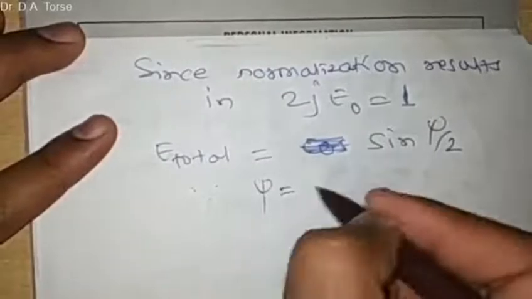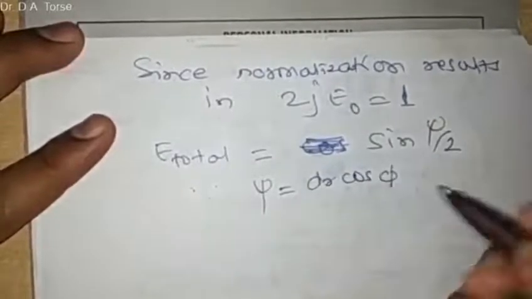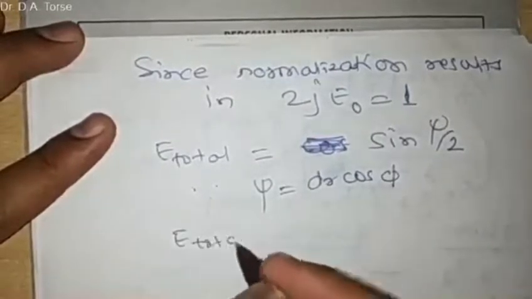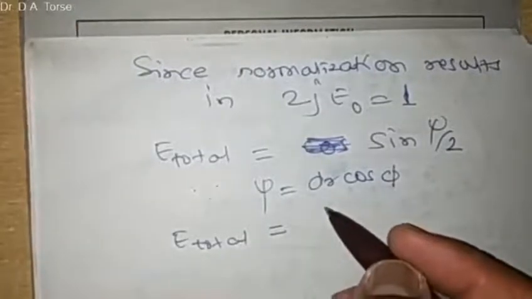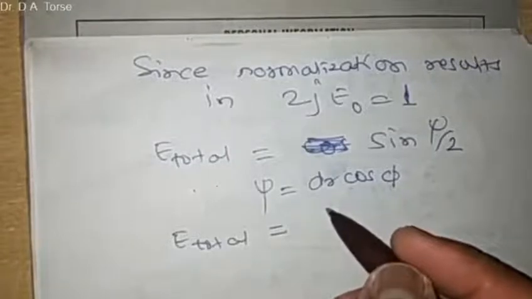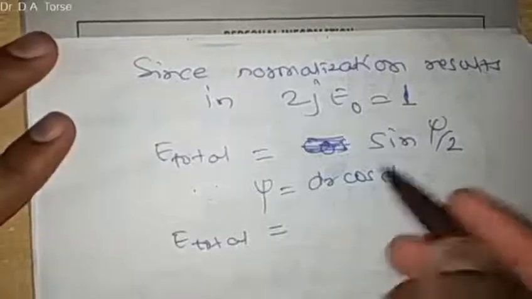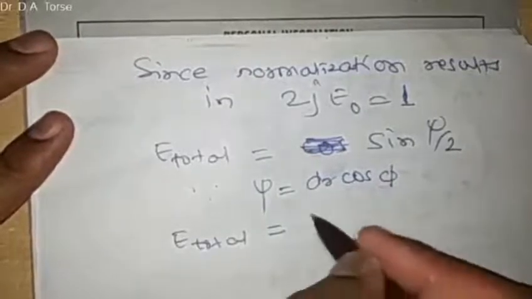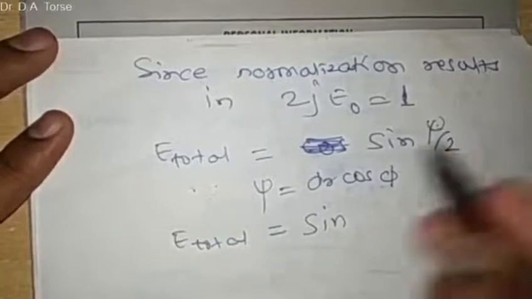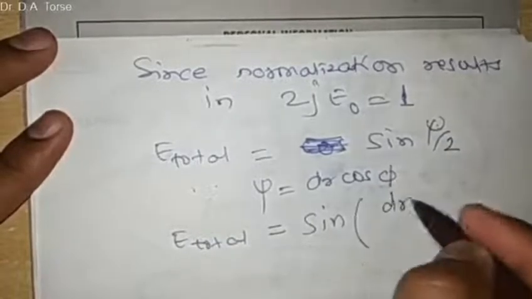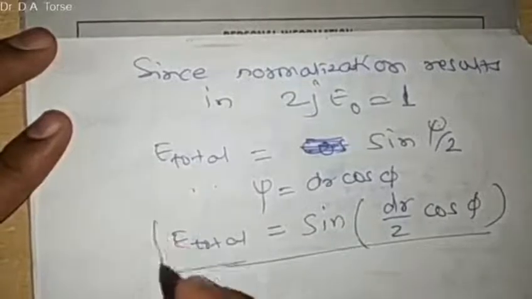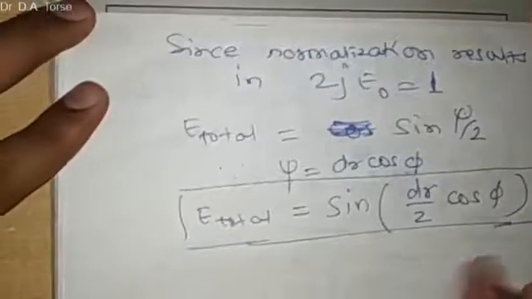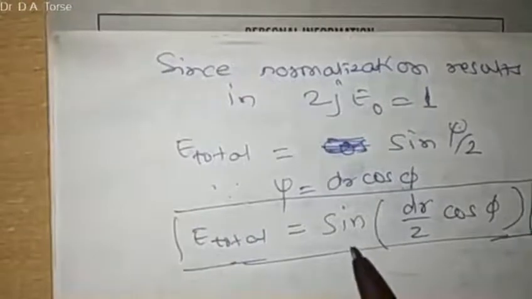Since psi is dr cos phi, the total electric field radiated by an array of two isotropic point sources of equal amplitude but opposite phase is given by, if we substitute this in this equation, sin, in place of psi we put dr by 2 cos phi. This is our final equation for the total electric field of the array.